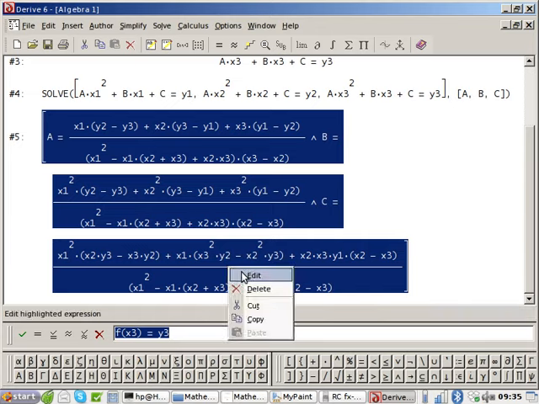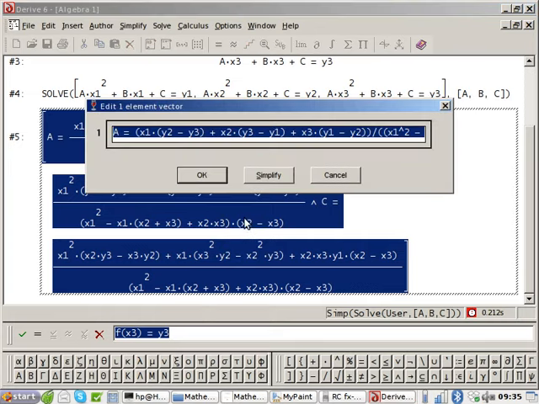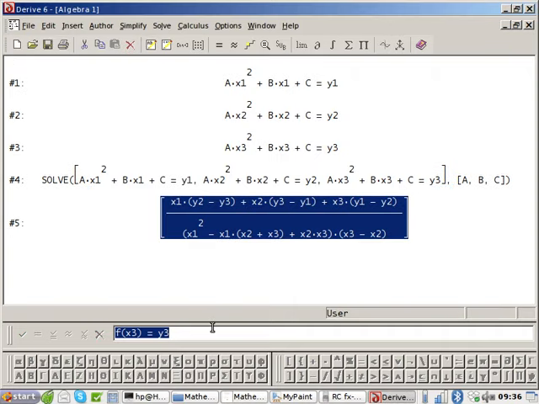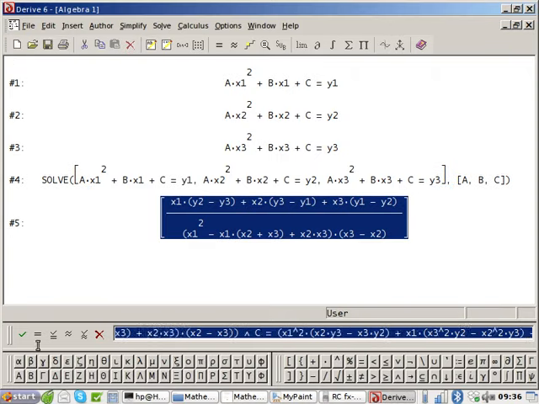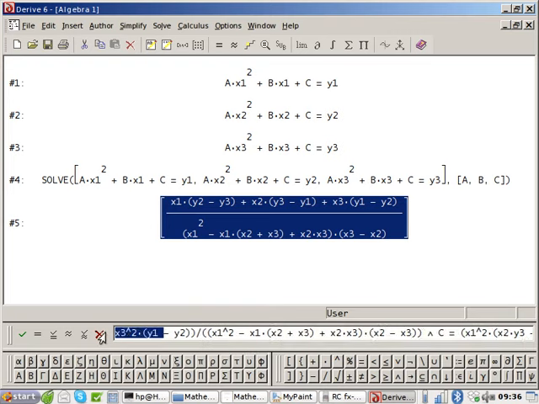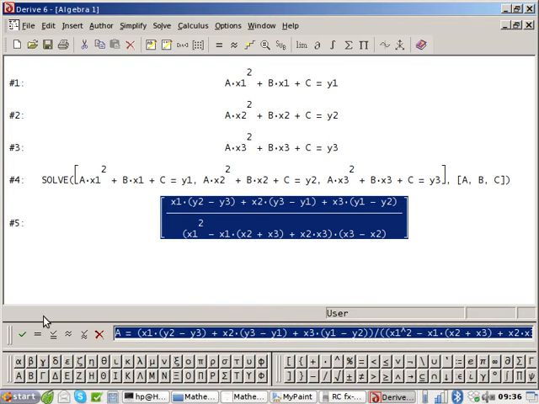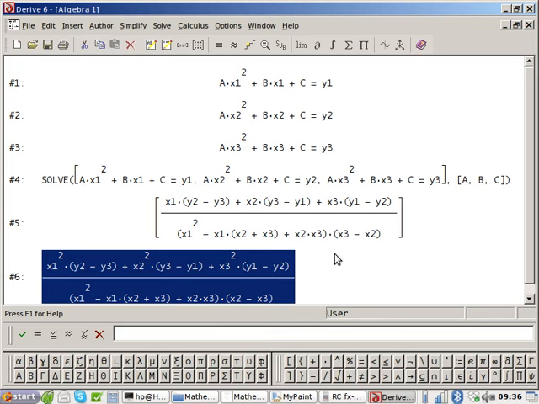All right. Let's see if I can work with this. So let me just copy out the A. Right, there's the A. Quite difficult, I hope you agree. Let's get out the B. This is the B. And then finally, let's get the C.